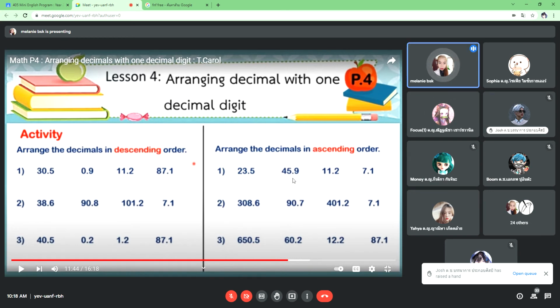87.1. And the next? 30.5. And then the next one? 11.2. And then the last one, children? 0.9. Okay, so how about number 2?